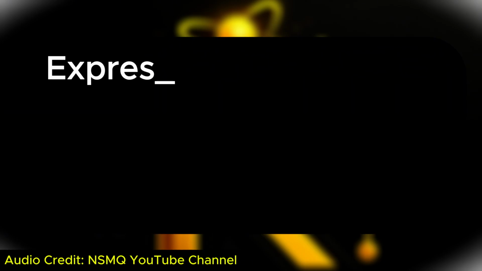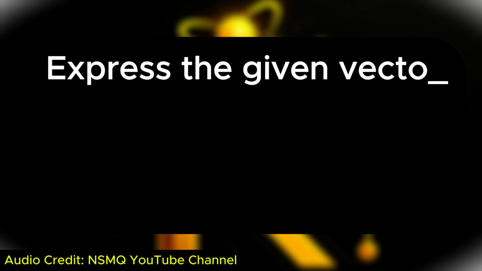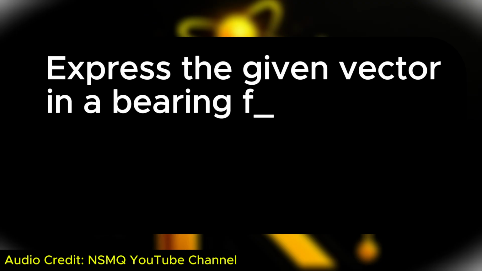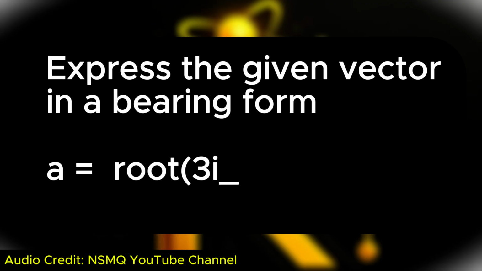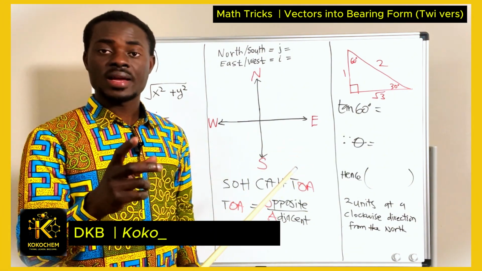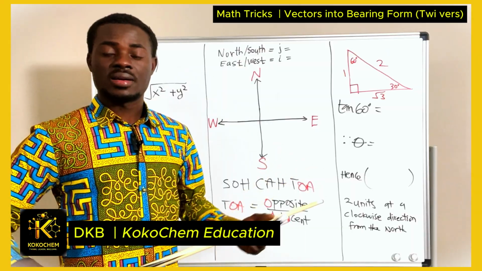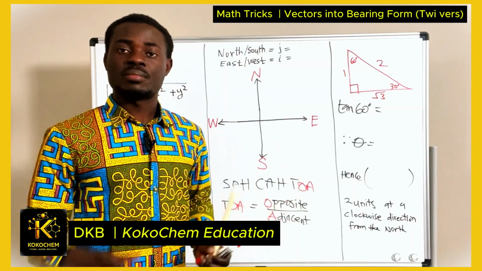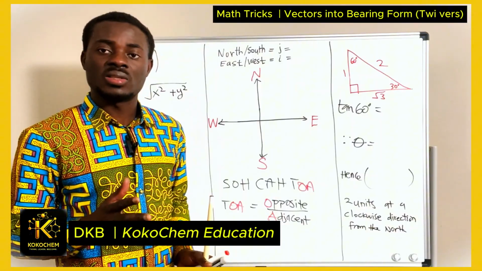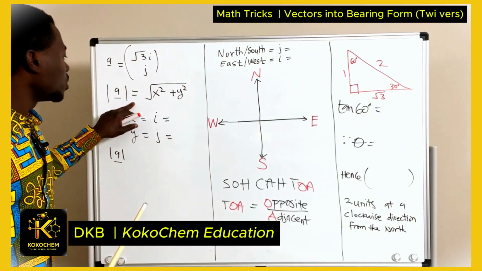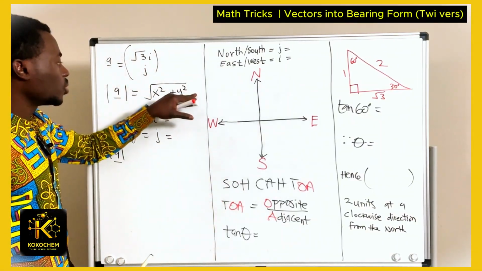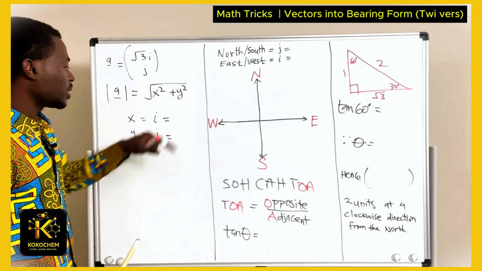Express the given vector in bearing form. A equals root 3 i plus j. Solving this question, we need the magnitude and also the bearing. The magnitude of the vector is given by the formula square root of x squared plus y squared.